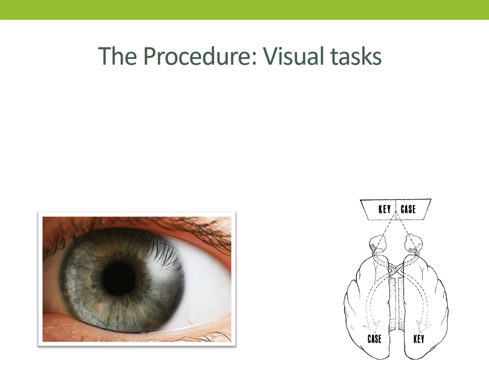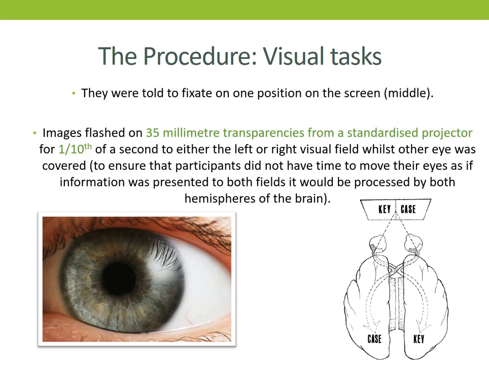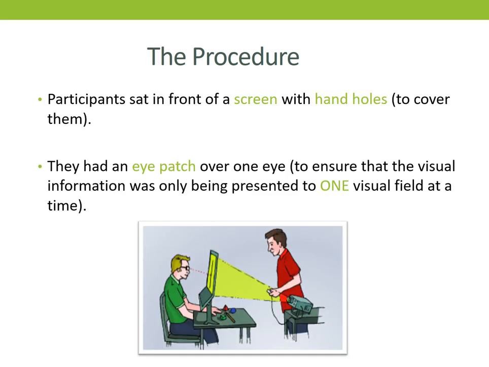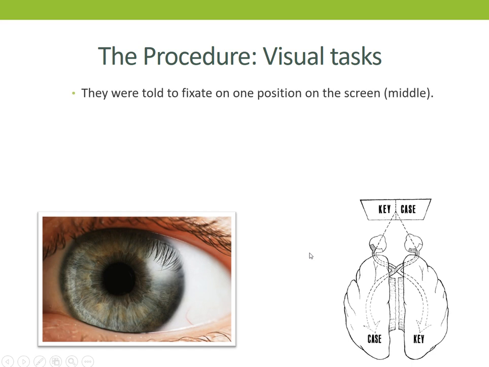So they had two different types of tasks that were used. They had visual tasks and they had tactile tasks. In the visual tasks, they're told to fixate on one position in the screen. So they're fixating on the middle of the screen. Now images are flashed on 35mm transparencies from a standardized projector. You've got your standardized projector back here, and then this is a transparent screen, so the image is flashed onto that screen for the person to view.